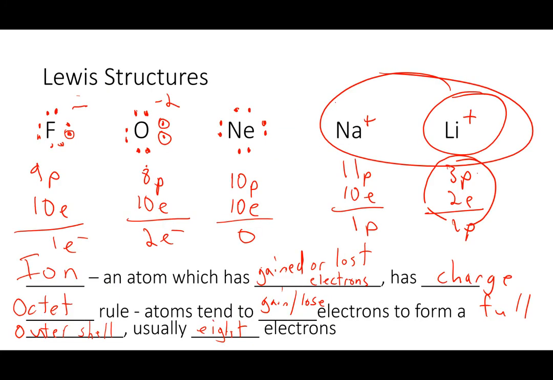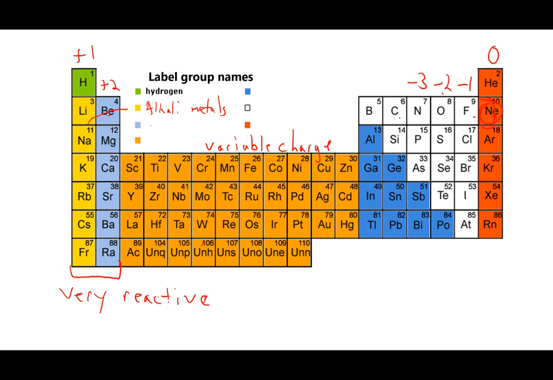Group 2 is called the alkaline earth metals.